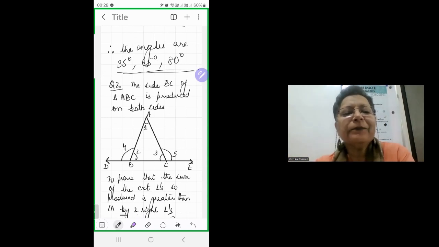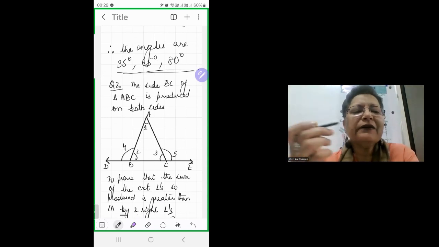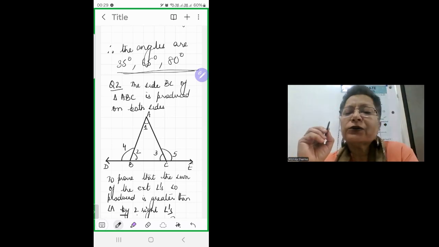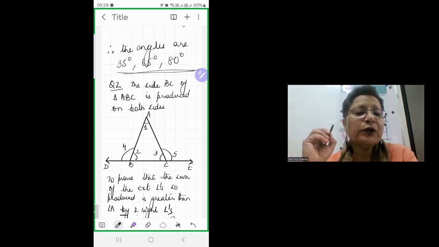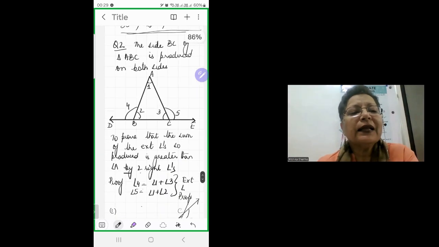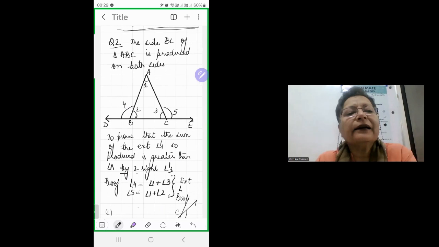Now the side BC is extended towards the left also, it's extended towards the right also. When it's extended towards the left, you get point D. When it's extended towards the right, you get point E. So what have been marked out for you are angle 1, 2, and 3 as the interior angles. 4 is the exterior angle at point B. 5 is the exterior angle at point C. What do you need to prove? That the sum of the exterior angles so formed is greater than angle A by 2 right angles. Now each right angle is 90 degrees.